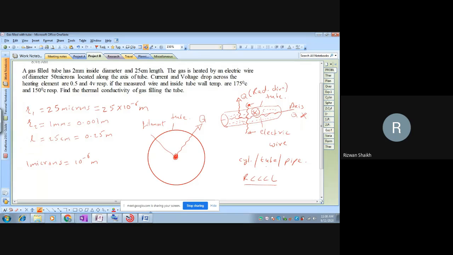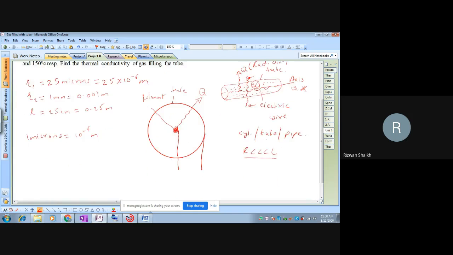Now if I want to draw, you can draw the radii like this. This is R1 and R2. This is the center line. This is your radius R1 and this is your radius R2. So we have radius R1, the radius of the filament, and radius R2, the radius of the tube.